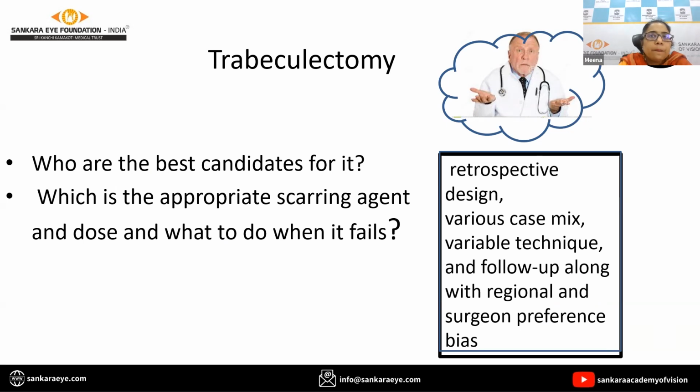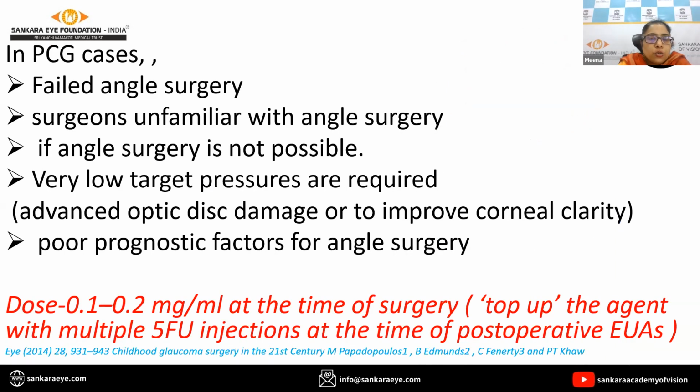So it is more of a surgeon's discretion to take a decision when you go in for only a trabeculectomy. Usually in primary congenital glaucoma cases, when we have a failed angle surgery, we can think in terms of going for a trabeculectomy. If the surgeon is not comfortable performing an angle surgery, or if for any reason angle surgery is not possible, sometimes in case of advanced disc damage or to improve corneal clarity, when we require low target pressures, we can go in for a trabeculectomy, or when there are indicators of poor prognostic factors for angle surgery.